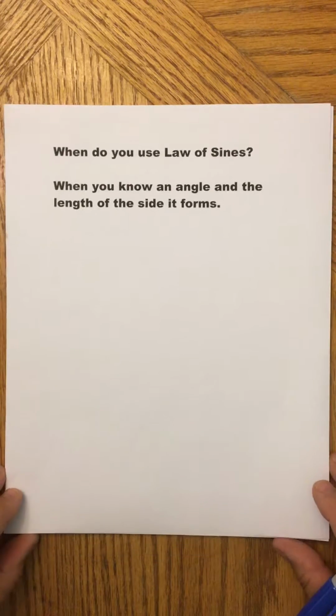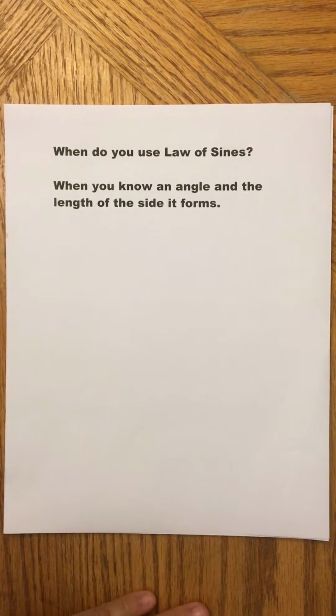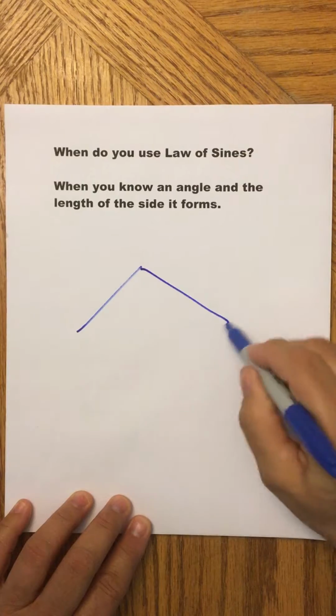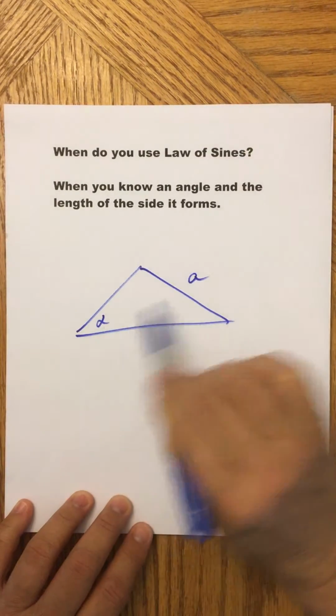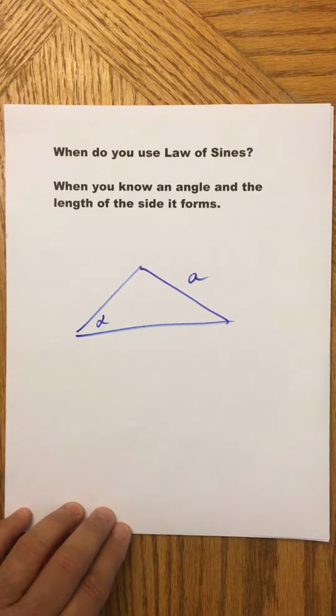Now, when I draw my triangle, I usually don't draw it correctly because you don't know yet what sides you're going to have and how long they are. So I just draw them and then start labeling. But when do you use law of sines? Well, essentially when you know an angle and the length of the side it forms. So you absolutely have to have some angle like alpha and A. That corresponding pair has to be there.